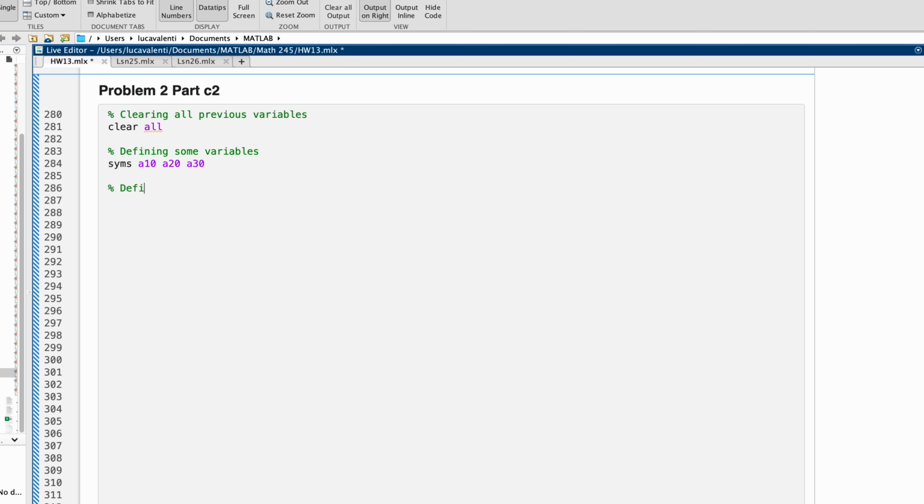Defining the three equations. So the first one is going to be S multiplied by A sub 1 minus A10 equals 2 minus 3 over 10 times A1 plus 1 over 18 times A2 plus 1 over 5 times A3.